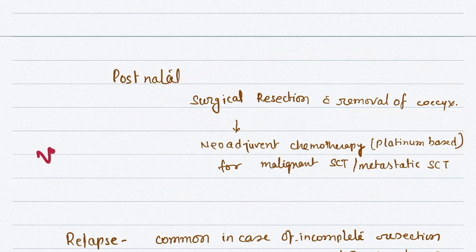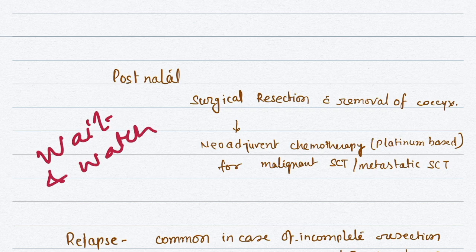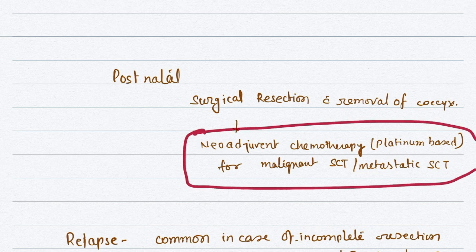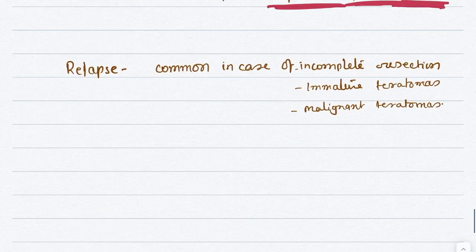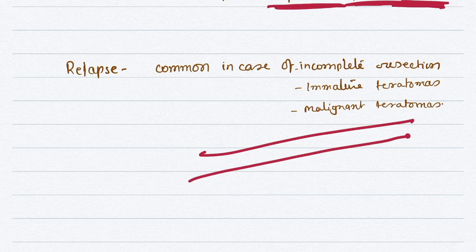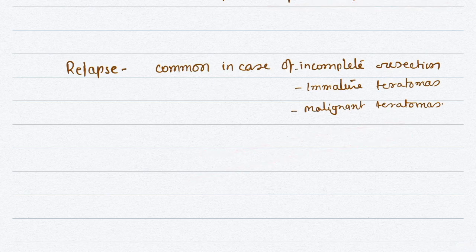Sometimes wait and watch can also be done, and neoadjuvant chemotherapy, platinum based, can be used in the postnatal period for malignant tissue. If there is malignant tissue or metastatic sacrococcygeal teratomas are present, relapses can be seen. That's all about the sacrococcygeal teratomas.